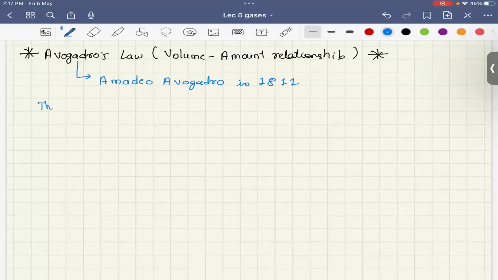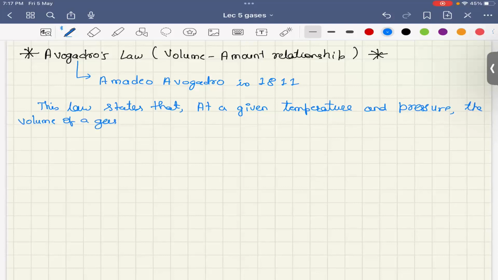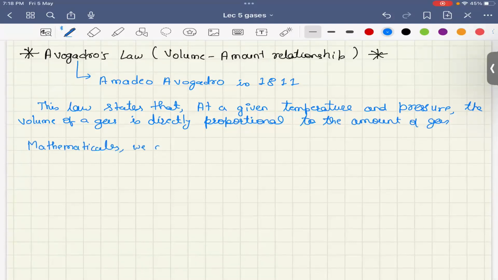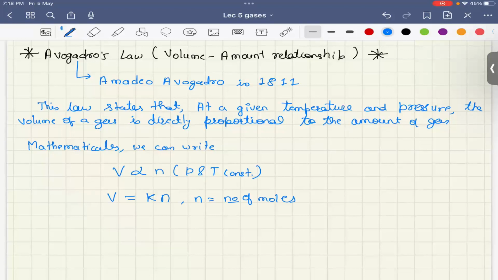So this law states that at a given temperature and pressure, the volume of a gas is directly proportional to the amount of gas. So mathematically we can write that volume is directly proportional to the number of moles at constant pressure and temperature, right? Which means volume is equal to k times n, where n is the number of moles. So the number of molecules in 1 mole of gas has been determined to be 6.022 into 10 raised to power 23, and this is known as Avogadro's constant, right?